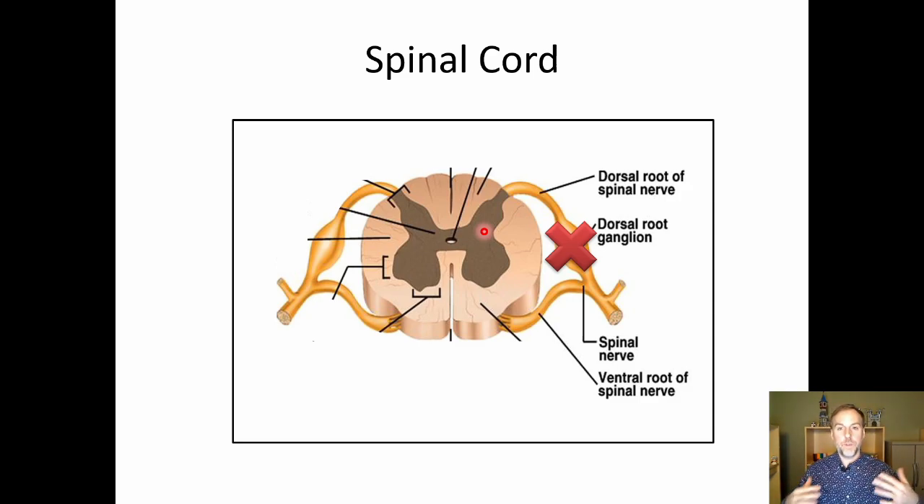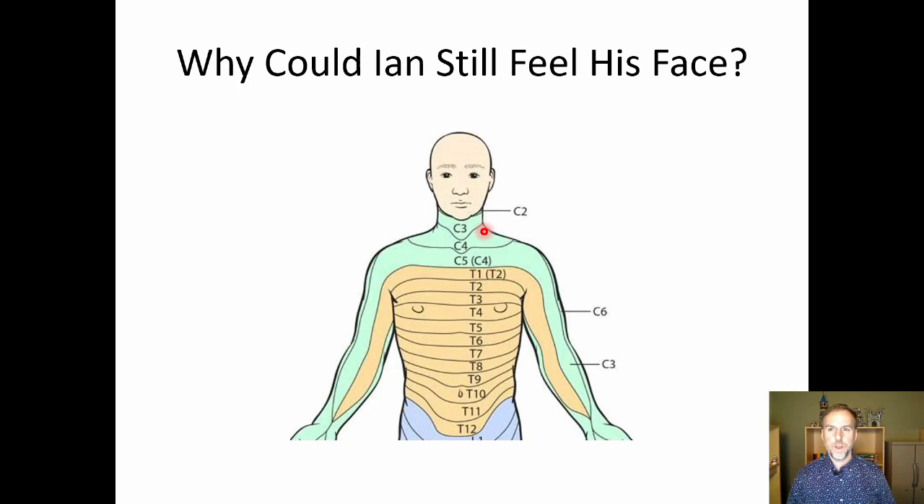So Ian lost the ability to feel. He lost proprioception from the neck down. And that probably brings up the question of, well, why is it that he could still feel his face? Why was neck up preserved? And here we see dermatomes. The third cranial nerve brings in proprioceptive information from the neck, C4 a little lower on the neck, C5, T1 kind of getting lower and lower with the spinal nerves.